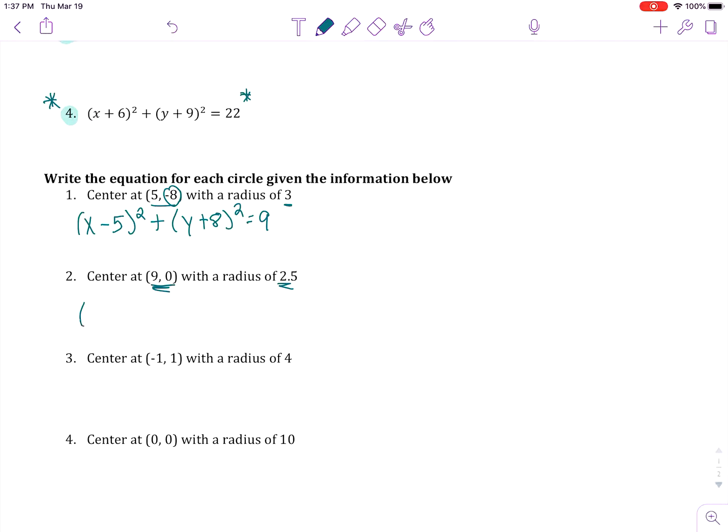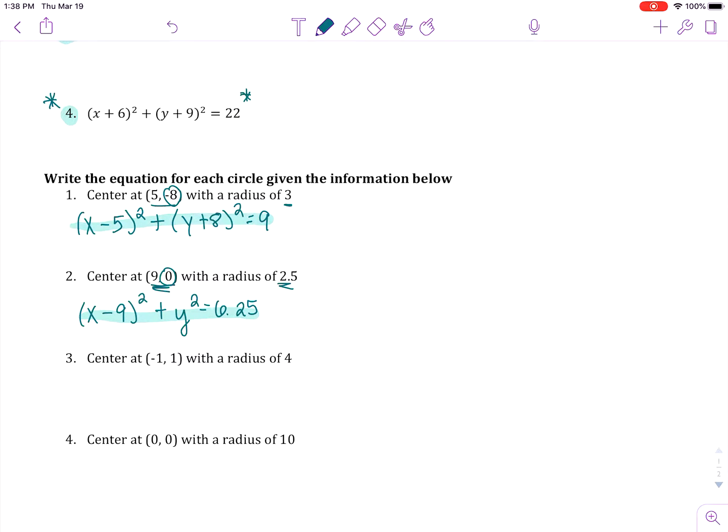Alright, so we have my center, (x minus 9), right? My sign becomes the opposite, squared, plus, now I want you to think about this part. That would be y minus 0, which is just y. So I'm just going to write this as y squared equals 2.5 squared. Now if we actually square 2.5, it should be 6.25. So just remember that when you're plugging in your center, you change the sign and you square your radius.